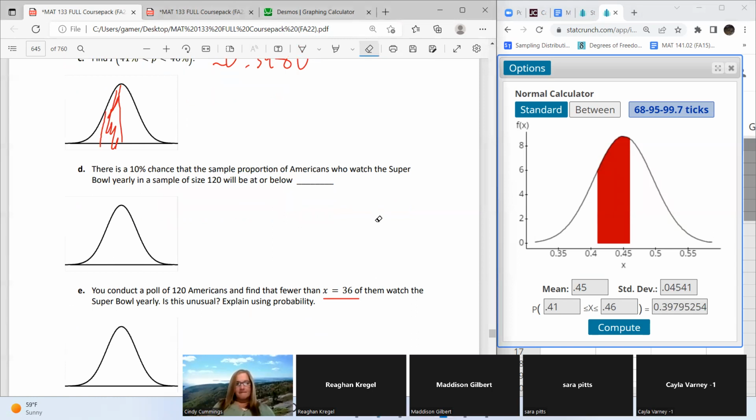Okay, 10% chance that the sample proportion of Americans who watch the Super Bowl yearly in a sample size of 120 will be at or below such and thus. All right. Keyword: at or below. I'm going to write this in symbolic notation. At or below is less than or equal to, and we're wanting that to be 0.10.